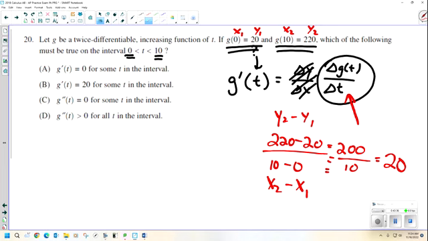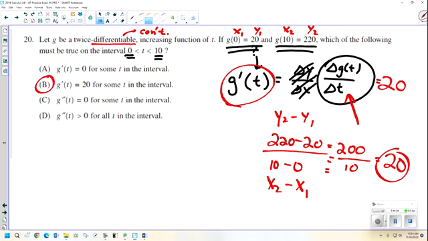According to the mean value theorem, because we know this is continuous, how do I know it's continuous? If it's differentiable, it has to be continuous. Not the other way around. But if it's differentiable, it has to be continuous. That means that there's some value where I can take the derivative at one point, and it should equal 20. And that, of course, is choice B. That is a complete mean value theorem thing right there.